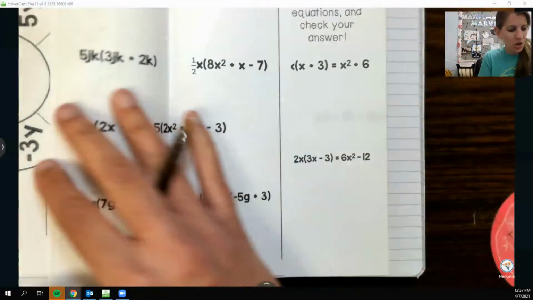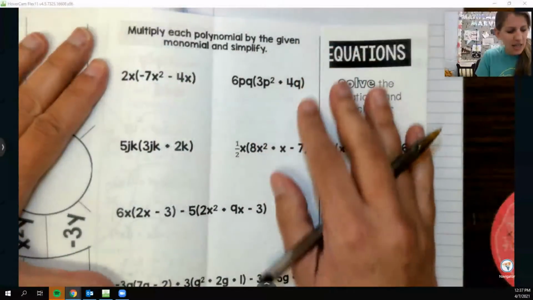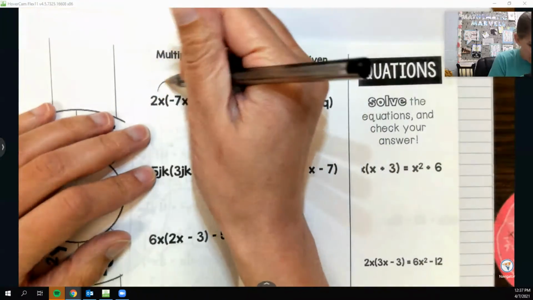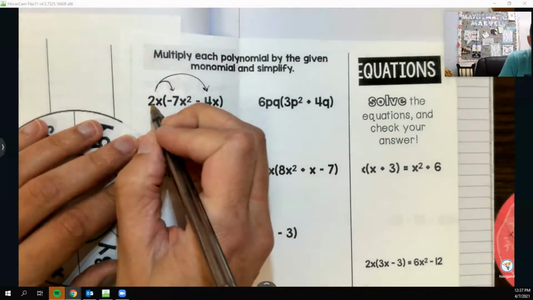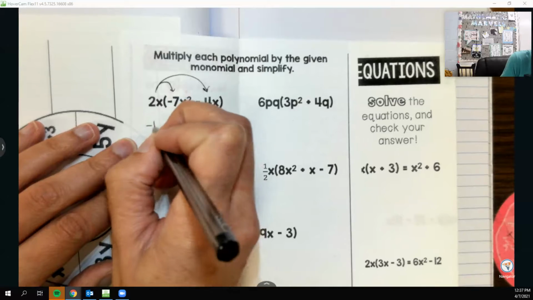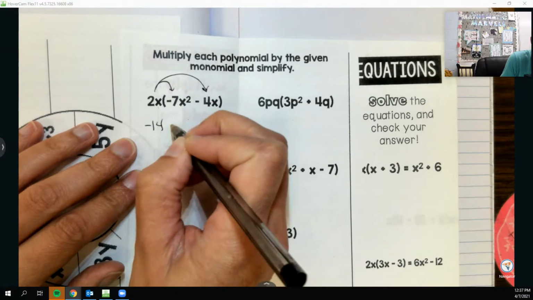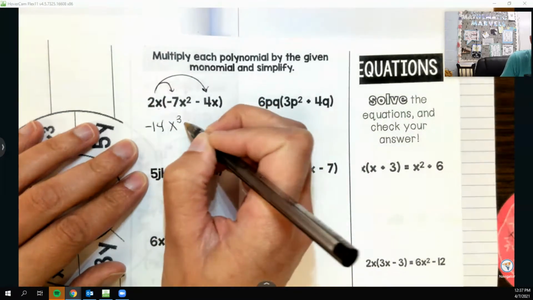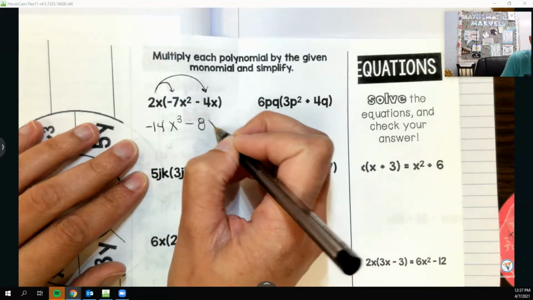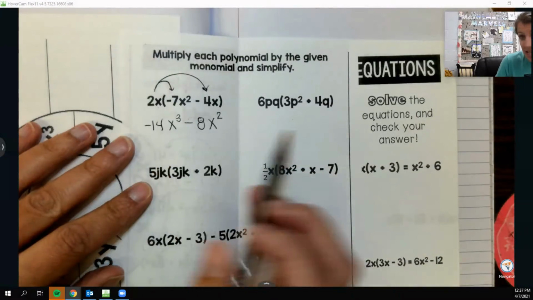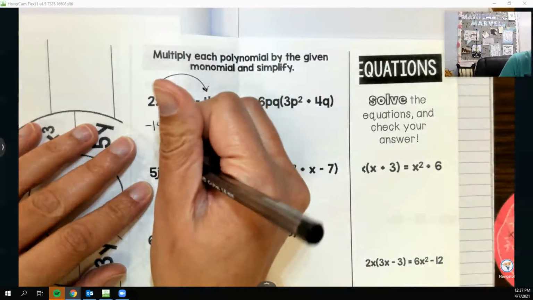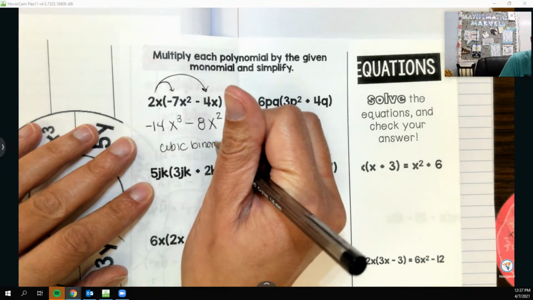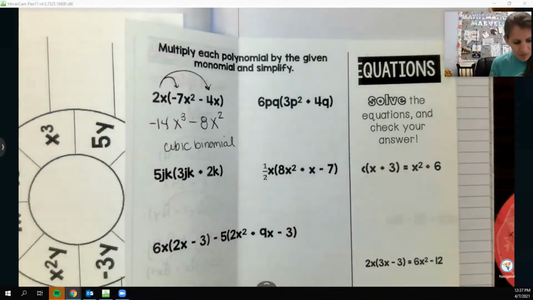All right, we got just a whole bunch to practice with now. So let's do it. We're going to multiply. So 2 times negative 7 is negative 14. X times x squared is x to the 3rd. 2 times negative 4 is negative 8. X times x is x squared. That's in standard form, and it's a cubic binomial, just for some extra practice.